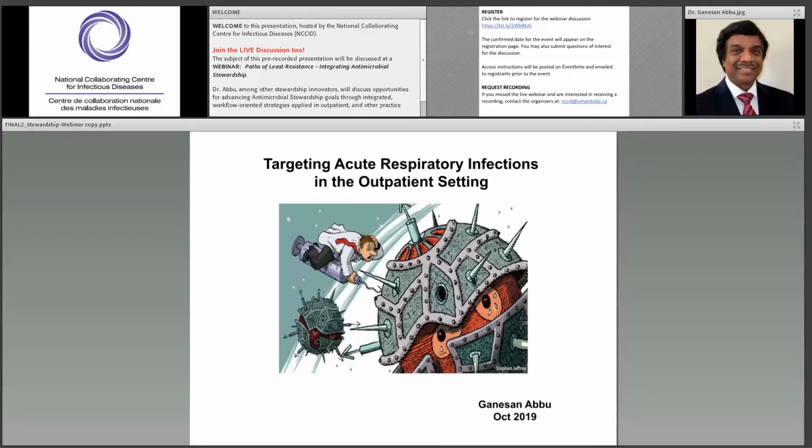In the AMR theme area of our work, we foster several information exchange events to advance the development of antimicrobial stewardship programs, particularly evidence-based and practical approaches that align with practitioners' needs. As one of those events, today you'll be hearing from Dr. Ganesan Abu offering a presentation entitled Targeting Acute Respiratory Infections in the Outpatient Setting. This presentation will soon be followed up by a live webinar discussion of Dr. Abu's work, as well as other opportunities for advancing antimicrobial stewardship goals through integrated, workflow-oriented strategies. The title of that live webinar discussion is Paths of Least Resistance, Integrating Antimicrobial Stewardship.